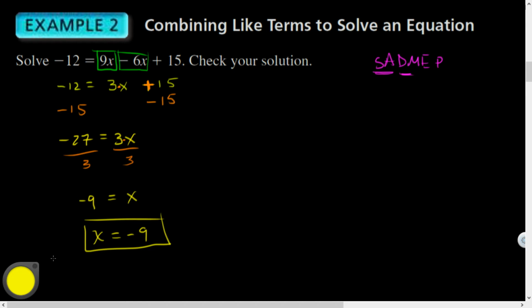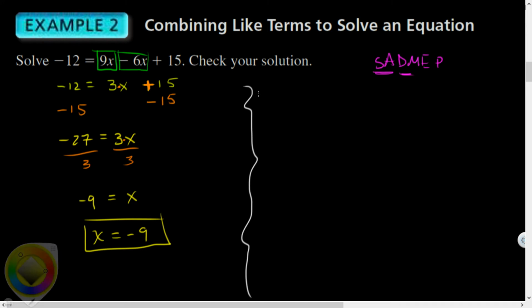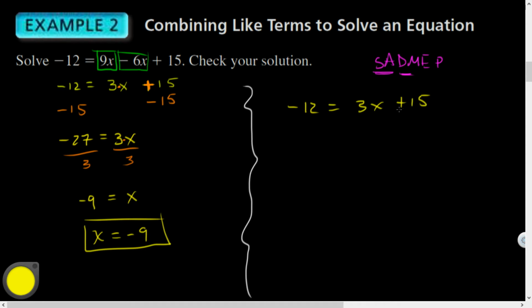Now, once I was here, let me actually show you an alternate universe here. Let's say the division people won. Negative 12 equals 3x plus 15. In this case, division is okay. Technically, it always would have been okay.